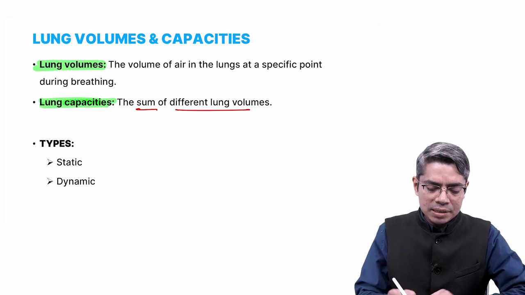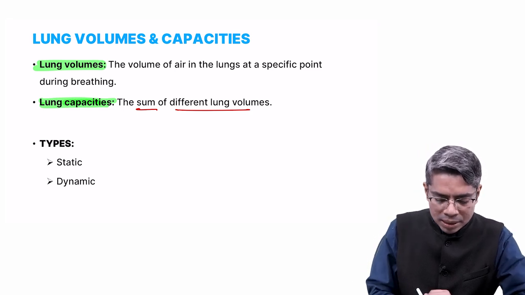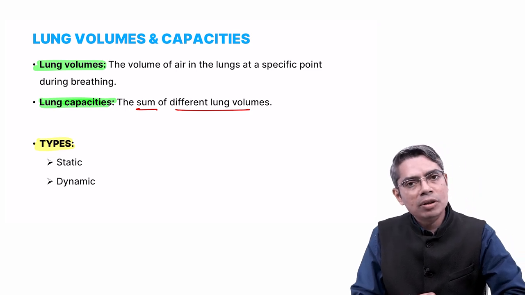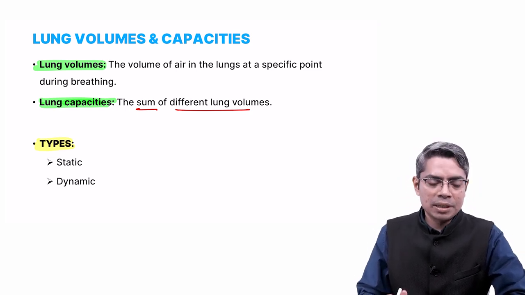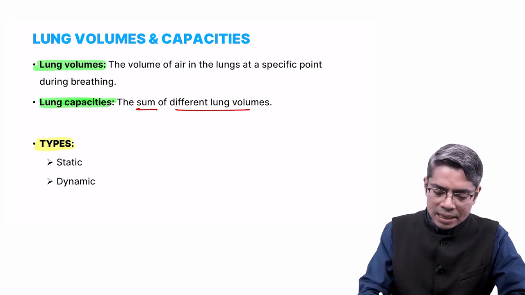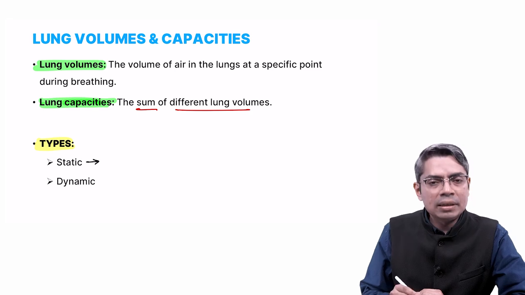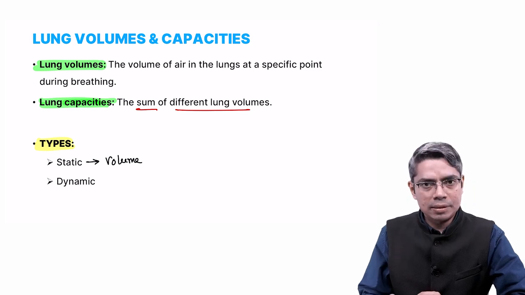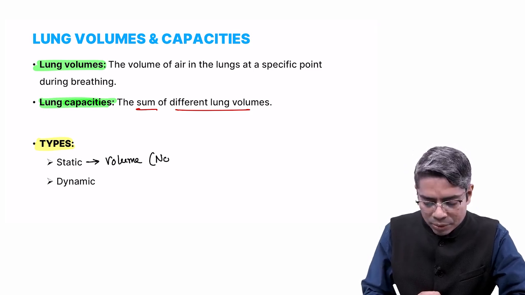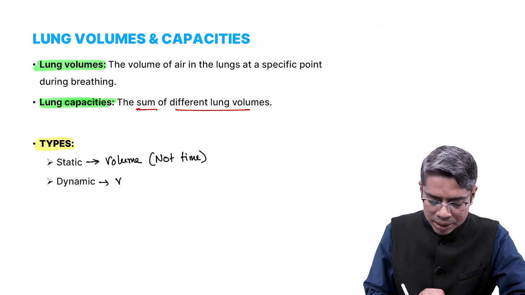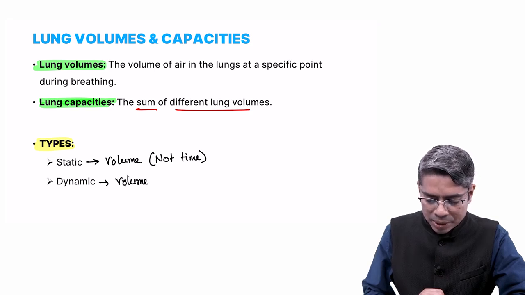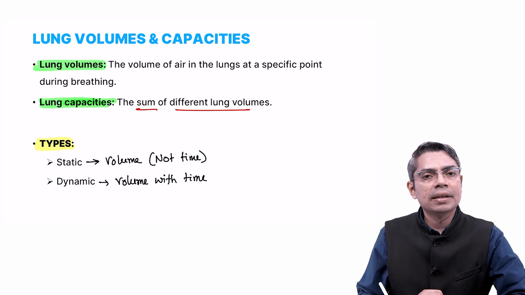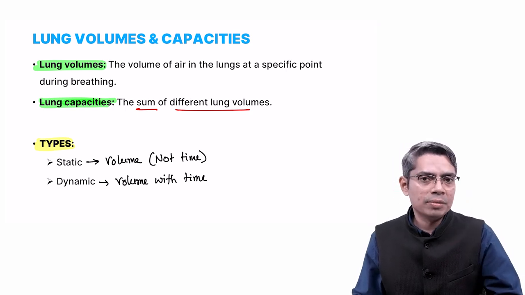Now whenever we discuss lung volumes and capacities, you have to remember that they are of two types: static lung volumes and capacities, and dynamic lung volumes and capacities. Whenever we say static lung volumes and capacities, you have to remember that here we are measuring only the volume of the lungs, okay, not the time. Here we are not going to measure the time, right. But whenever you are measuring the various lung volumes and capacities with respect to time, okay, then that is known as the dynamic lung volumes and capacities.